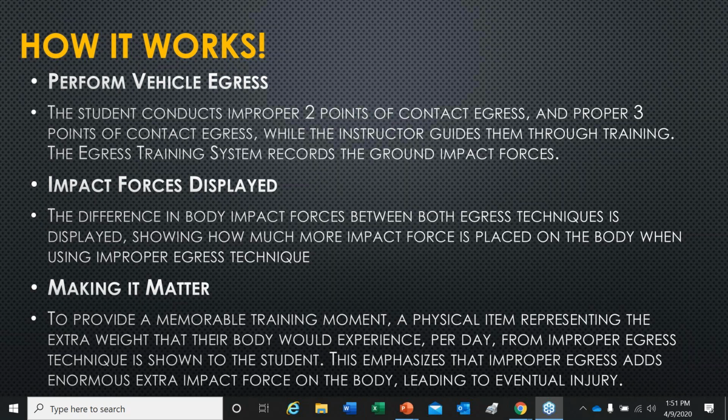They always go, this is the way I always come out. But at least they start to see the impact, because they've never done it that way before, and when they come out the first time, it's still pretty high. So the impact forces are displayed. They're shown on a computer. I show them the difference, and then we bring them through this training. We give them all that information, and it shows them in a real life stage how much impact it is on their body.